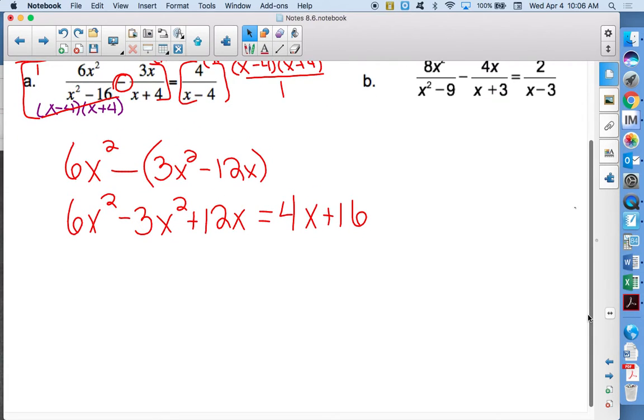So if we set this equal to 0, Caitlin, what do you get when you combine some like terms and set it equal to 0? 3x squared.